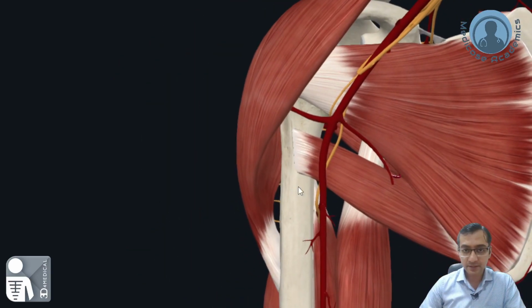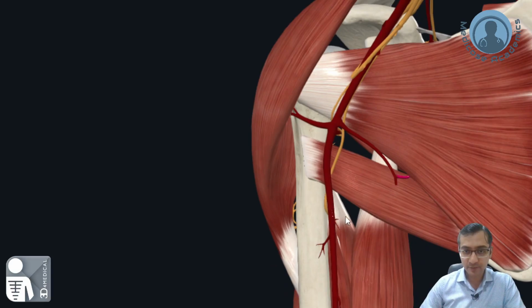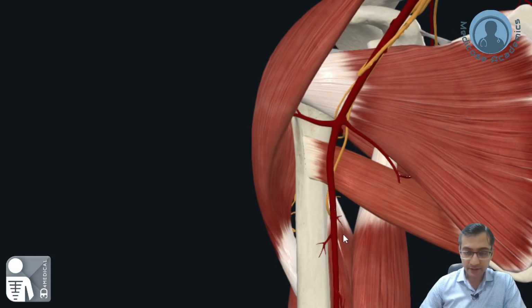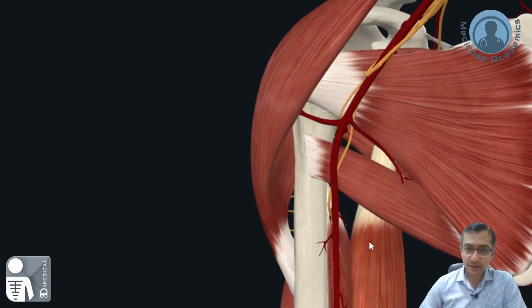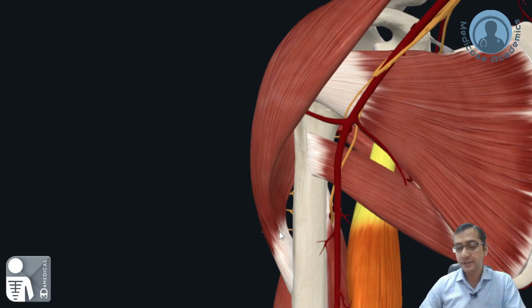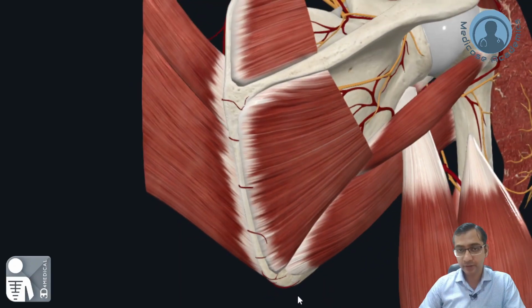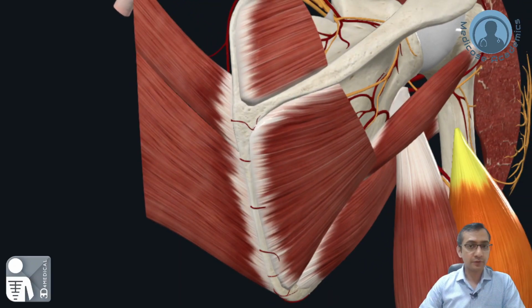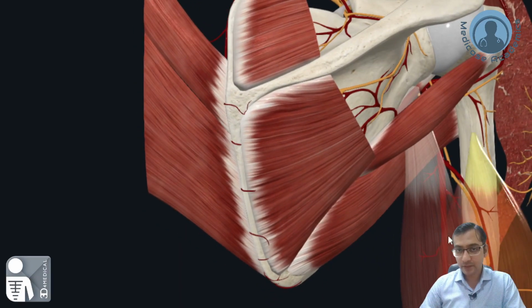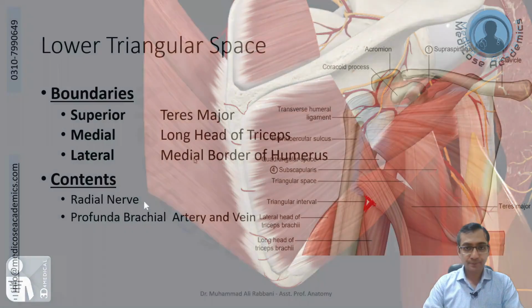And last but not the least, this is the lower triangular space, covered by teres major and latissimus dorsi, to be more precise, above, the humerus on the lateral aspect, and the triceps long head on the medial aspect. And from there, these vessels and nerve go to the back of the arm, that is the radial nerve, and this is the profunda brachii artery on the way to the back of the arm. So these are the structures that were making the spaces.